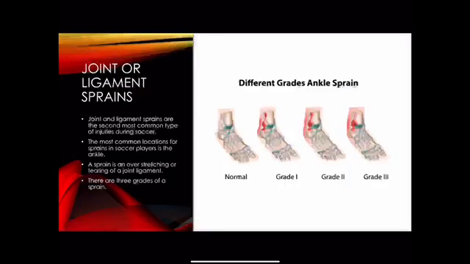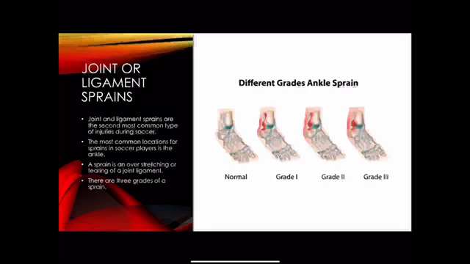So now we're going to talk about the second most common musculoskeletal injury in soccer, which is a sprain. And sprains occur in the joint and the ligaments. And we're going to talk about ankle sprains because they're extremely common. And they're not only extremely common in soccer, but also in pretty much every sport.